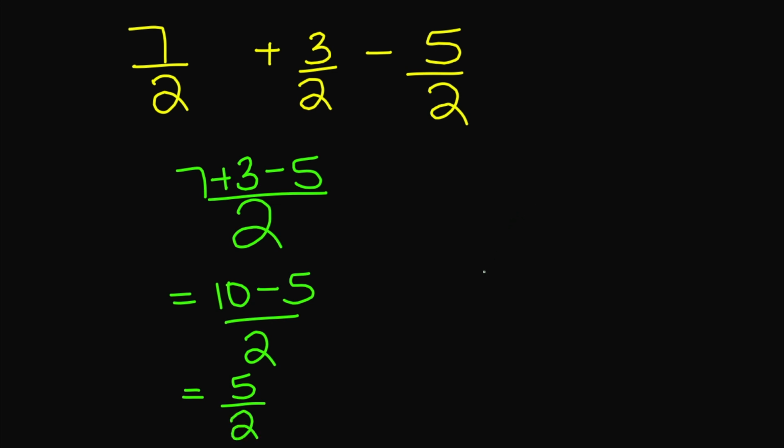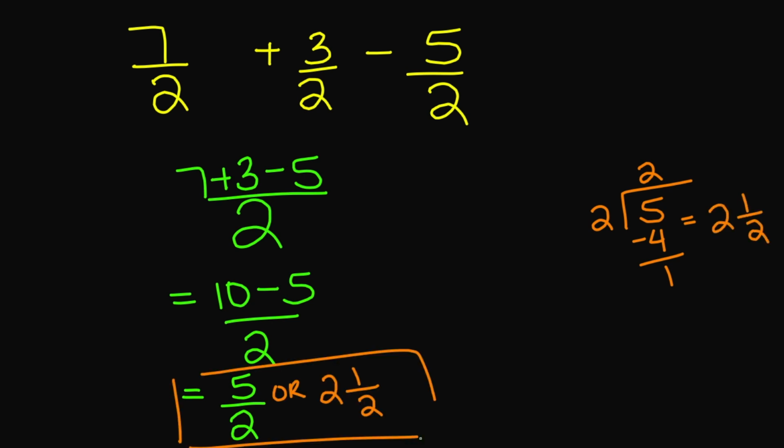In this example here, this is an example of an improper fraction. So let's convert this into a mixed fraction. So 2 goes into 5 2 times. 2 times 2 is going to equal 4. 5 minus 4 is going to equal 1. So your mixed fraction here is going to be 2 and 1/2. And this is your final answer.